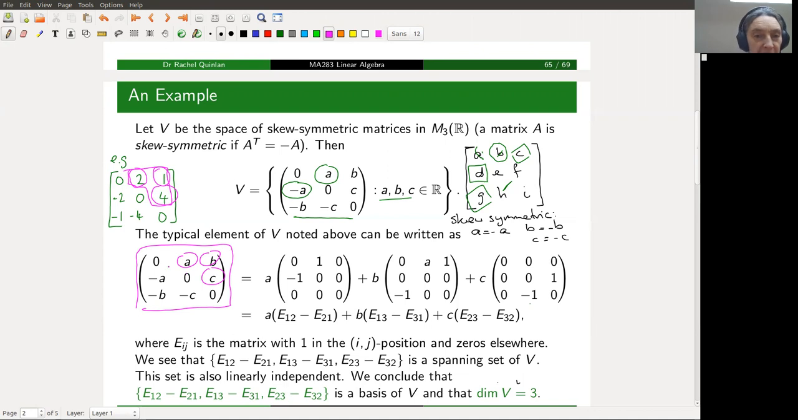So we could say the A appears in the 1,2 and 2,1 positions. So we've got A multiplied by this matrix, which has 1 in the 1,2 position and minus 1 in the 2,1 position. Then B multiplied by this one, which has 1 in the 1,3 position and minus 1 in the 3,1 position, and C multiplied by this one, which has the 1 and minus 1 in the 2,3 and 3,2 positions. So what we're really saying here is that every skew symmetric matrix is a linear combination of these 3 matrices.